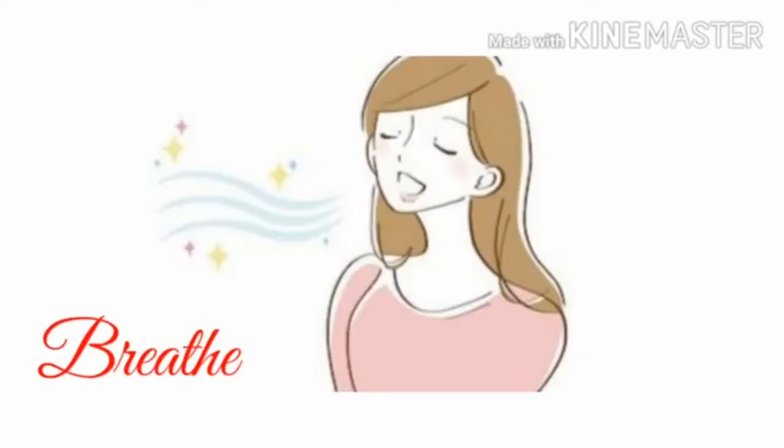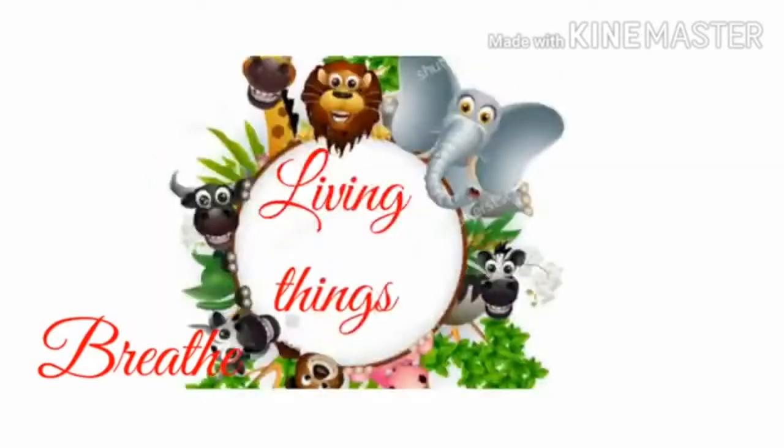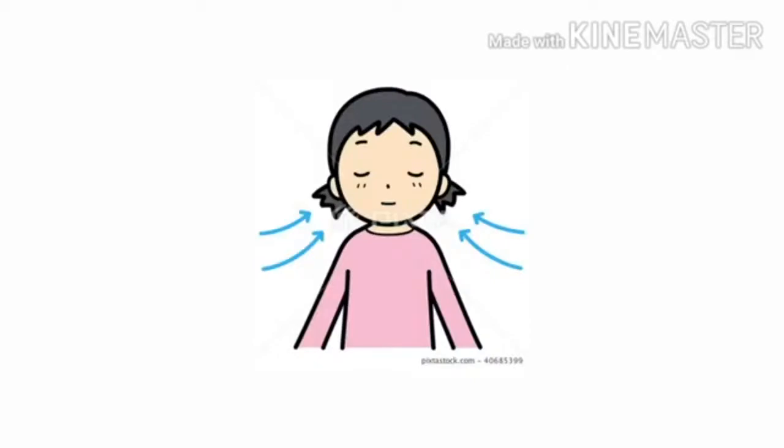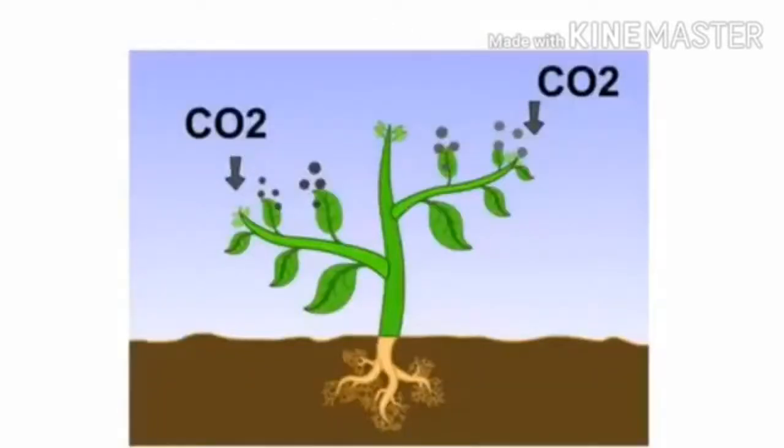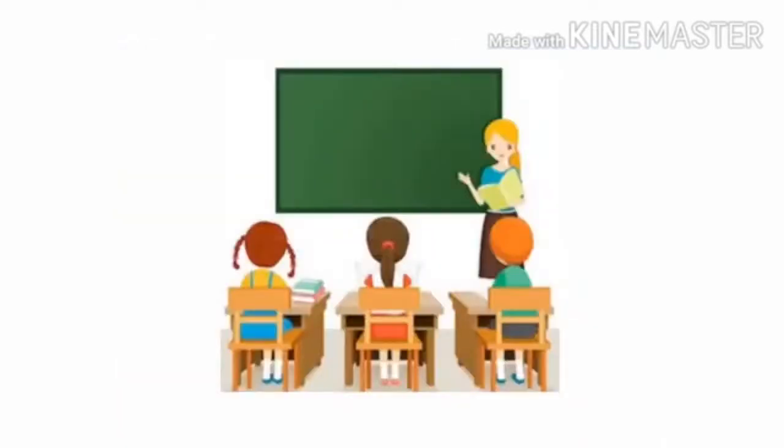Living things breathe. All living things need air to breathe. Animals and human beings breathe in oxygen and breathe out carbon dioxide. But plants breathe in carbon dioxide and breathe out oxygen at daytime, and breathe in oxygen and breathe out carbon dioxide at night time. Children, do you know animals use different types of organs for breathing?